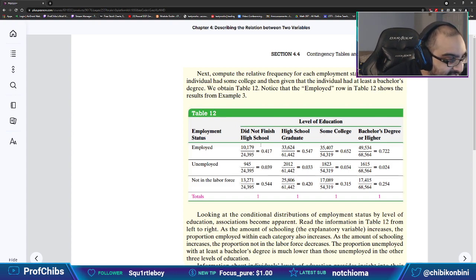And you repeat this process. For every column here, we're going to get a relative frequency, a percentage, and each column should add up to 1, again, 100%. For the high school graduates column, there were 61,000 of them. How many of them were, say, unemployed? 2,012 of them. All right, what's that percentage? Add up the percentages, get 100%. And you keep going down each one. This is what should happen for a conditional distribution.